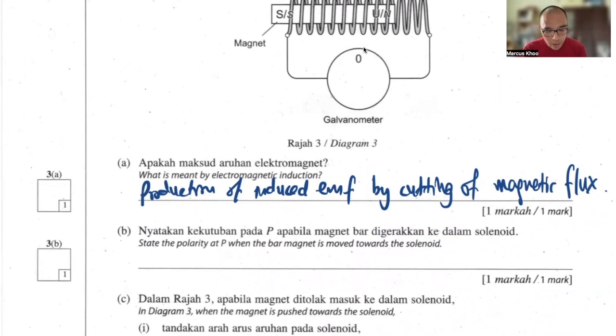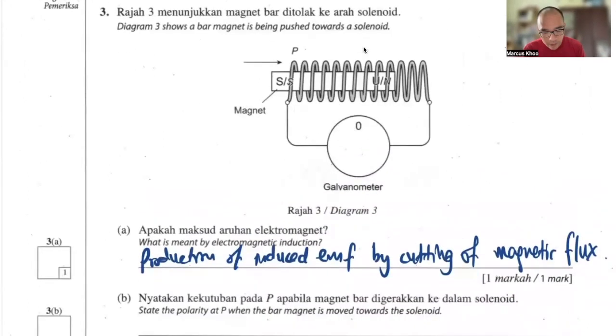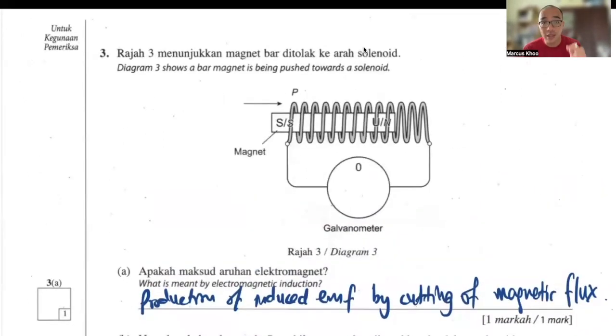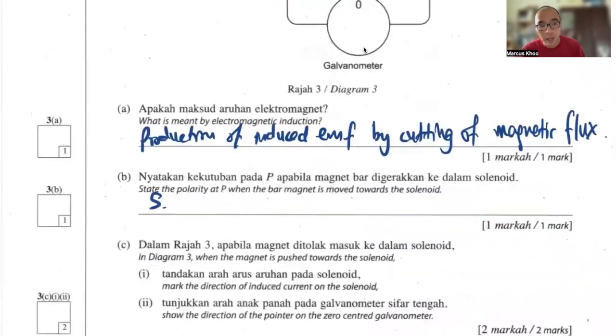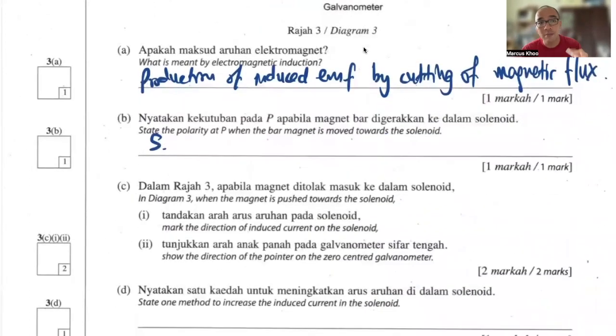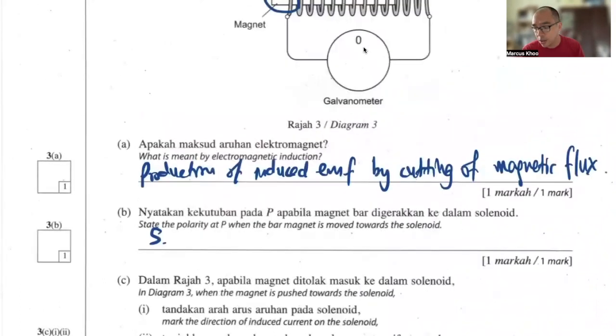Okay, state the polarity at P when the magnet is moved towards the solenoid. Now right now, look at the position of P here. The one that is approaching is the south pole. So P will also turn into the south pole, because it wants to reject the pushing in of the S pole. Okay, so when the magnet is pushed towards the solenoid, mark the direction of the induced current and show the direction of the pointer of the zero-centered galvanometer.